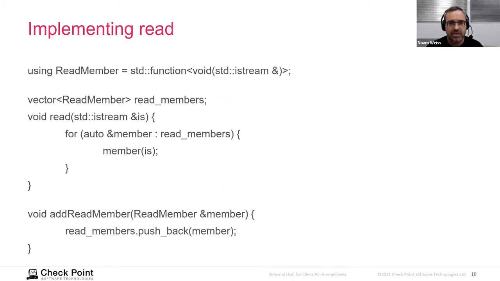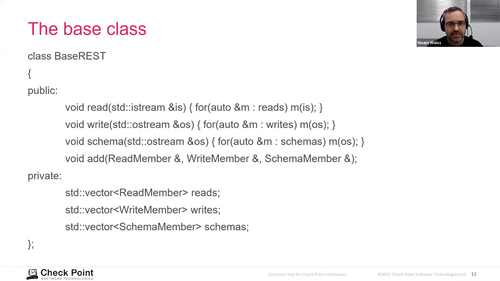Okay, so what do we do with read member? One solution is to have a function that simply receives the read and does whatever we want to read with it. So we now have a vector of functions. You can see how this is going to be a very large element. And the read function iterates over that read member and calls each function to read the relevant member. So the base class would look something like this. We have read, write, and schema, which are the three functions that we want to use reflection in. Each and every one of them iterates over the relevant vector. We have the add that allows us to add new elements to our reflection database. And we have the three vectors that we use.